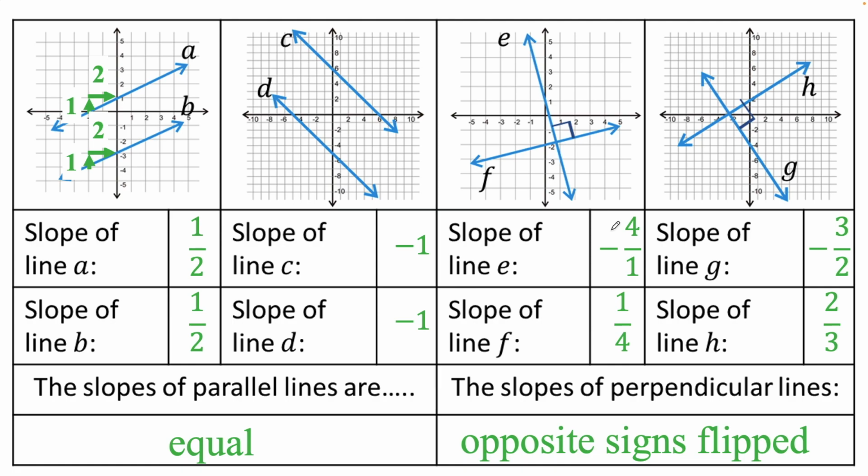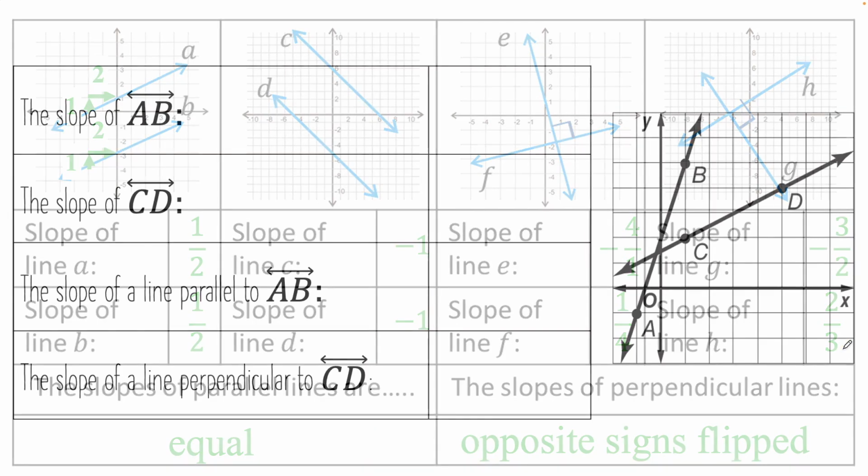And let's look at that. See, we've got a negative here, no negative here, and then the 4 and the 1 flip places. We've got a negative here, no negative on this one, and the 3 and the 2 switch places. So the slopes of perpendicular lines are negative reciprocal, or their opposite signs flipped.